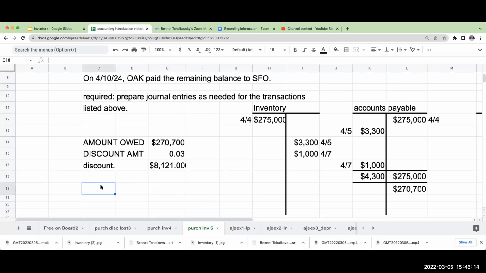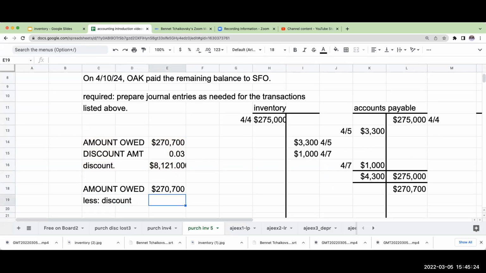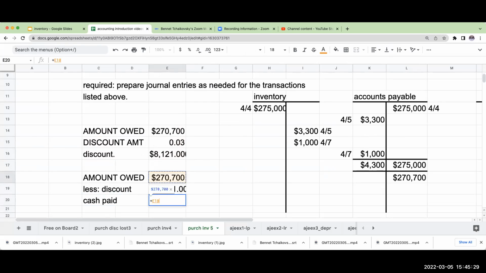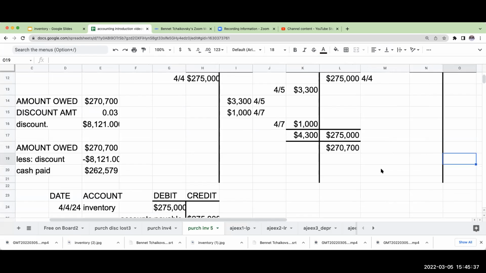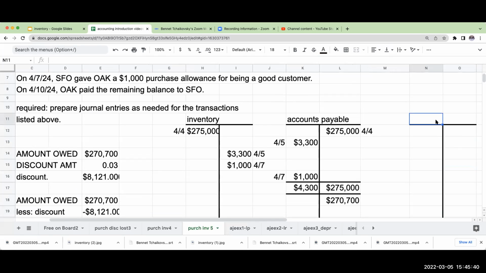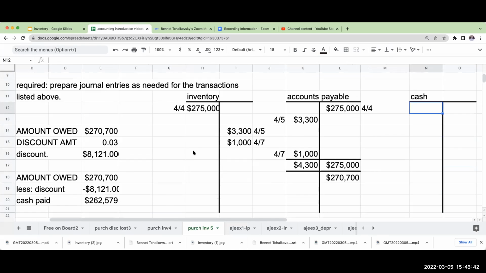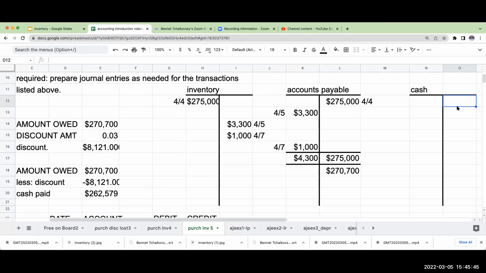So how much am I going to be paying them? Well, it's going to be the amount owed less the discount, or over here, the amount of cash that's going to be paid to SFO is going to be $262,579. So we're going to go over here and credit cash for $262,579. Remember, cash is an asset, and we show a decrease to our assets with a credit.